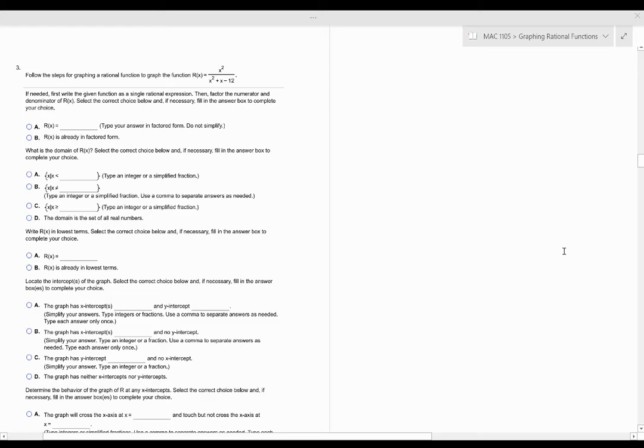All right, you guys, we're going to continue our discussion on graphing rational functions, and we have a new example here. So we're going to walk ourselves through the same steps that we did in the previous video, but we just have a different function this time. So we have r of x equals x squared over x squared plus x minus 12.